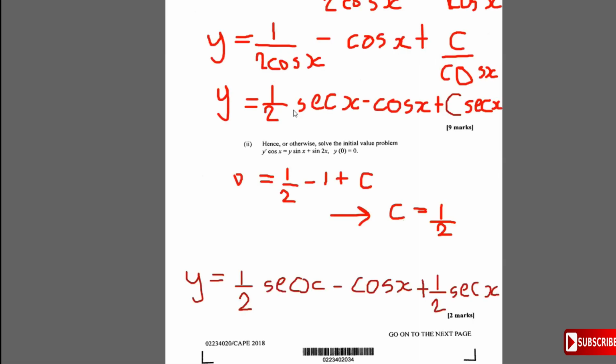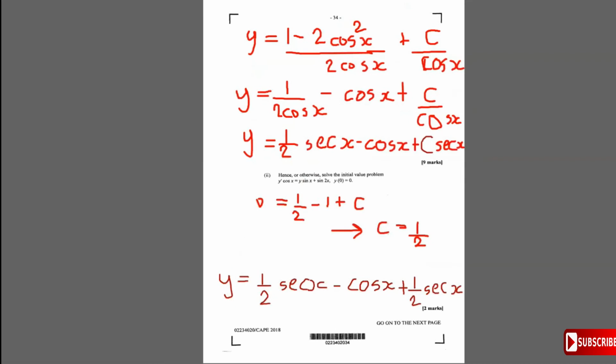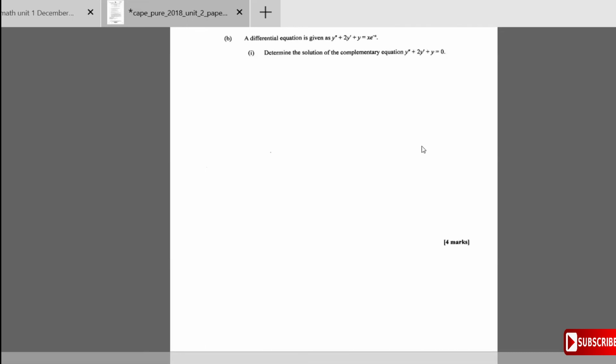Now, we finished this part of the question, soft. So now we go to part B. Part B says, a differential equation is given by y double prime plus 2y prime plus y equals x e to the minus x. Determine the solution of the complementary function.